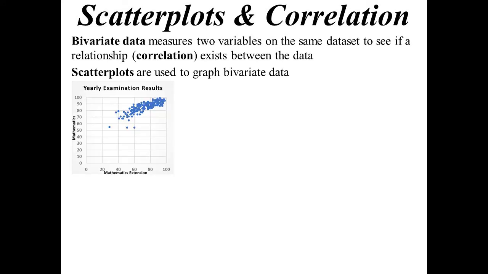Here's an example of one here. Yearly examination results, and these are actual results this time, but no, it's not yours. I think it was from a couple of years ago now, so year 11 yearlies. But the maths results versus the maths extension results. So the only points we plot are obviously people that did both. Because if they only did maths and not maths extension, you couldn't physically plot a point for them. So we're just interested in the ones that did both exams.